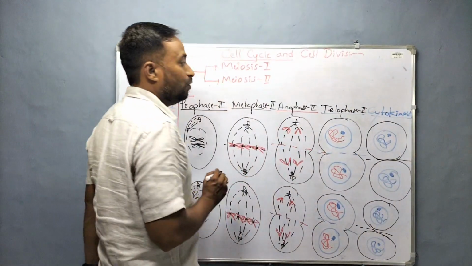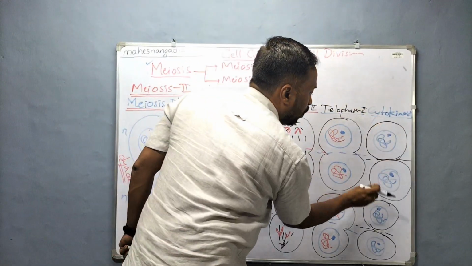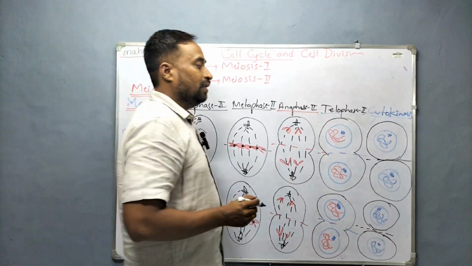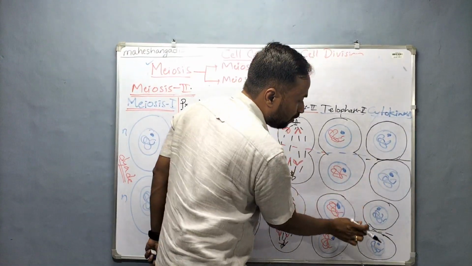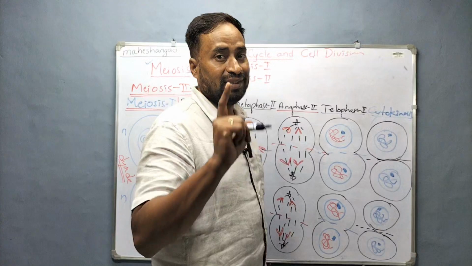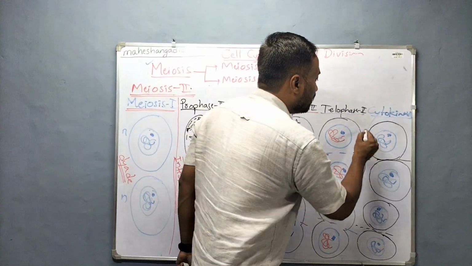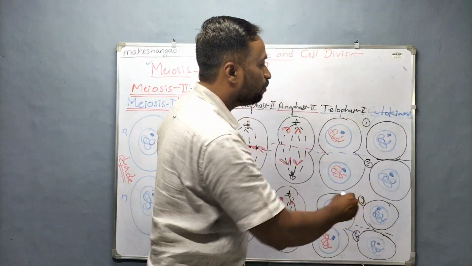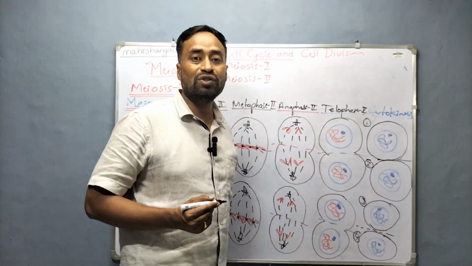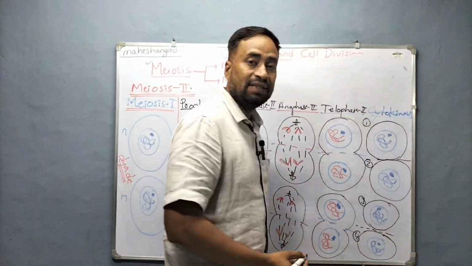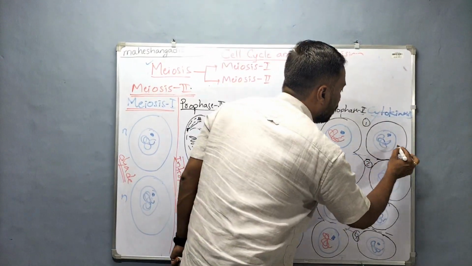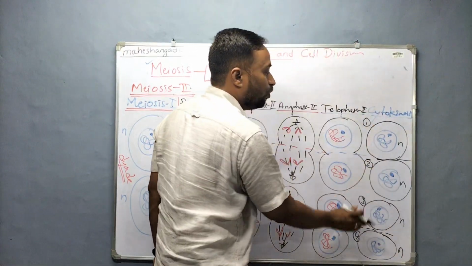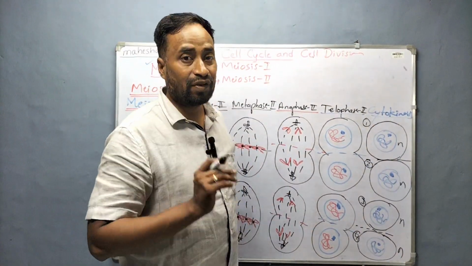Now tell me, how many daughter cells are formed by the end of meiosis 2? Yes, you are correct. Four daughter cells are formed. What is the ploidy of those daughter cells? Yes, once again you are correct. They are all haploid. That means four haploid daughter cells are formed.